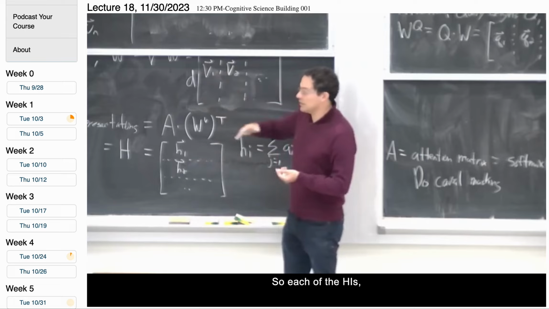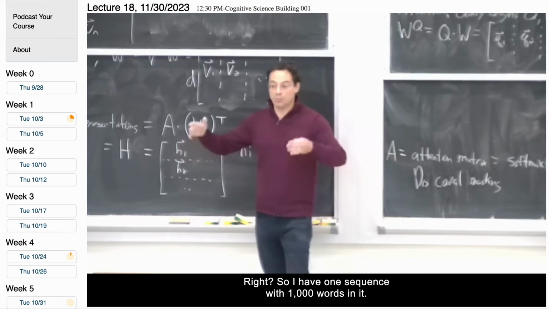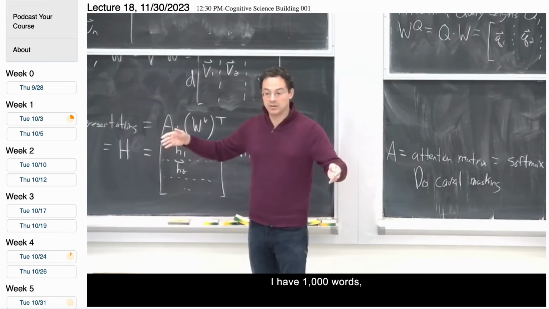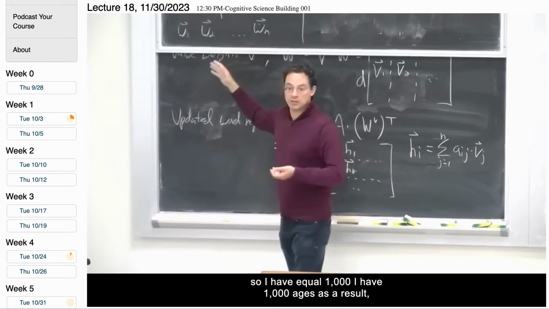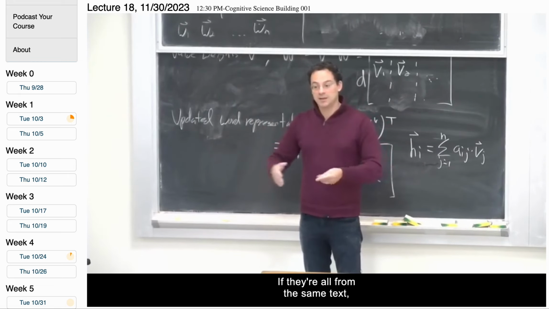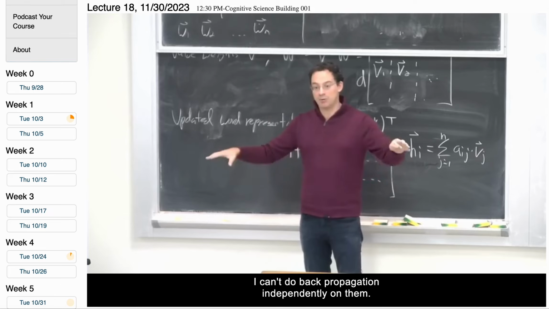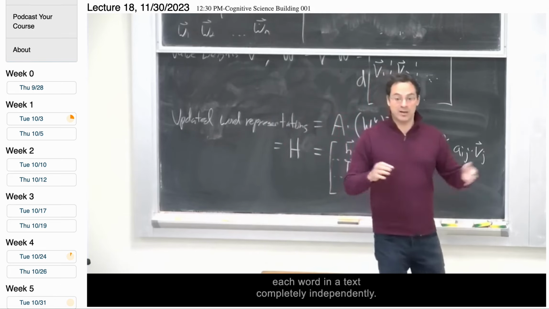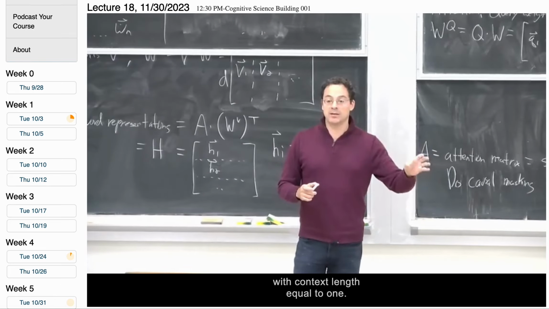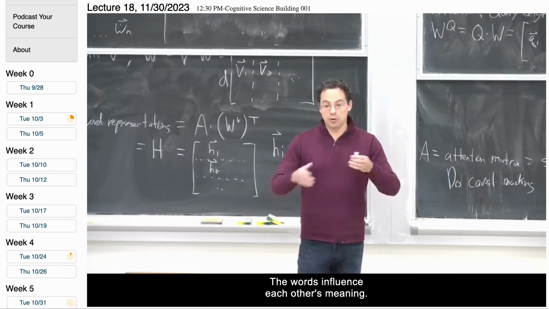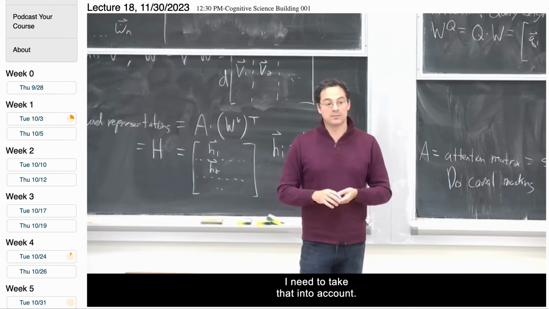So each of the Hi's are all in the same sequence. I have one sequence with 1,000 words in it. So I have n equal 1,000. I have 1,000 H's as a result. But they're all from the same text. If they're all from the same text, I have to run them through the transformer at the same time. I can't do backpropagation independently on them. Otherwise, I would be processing each word in a text completely independently. That's like having a transformer with context length equal to 1. The words influence each other's meaning, so I need to take that into account.